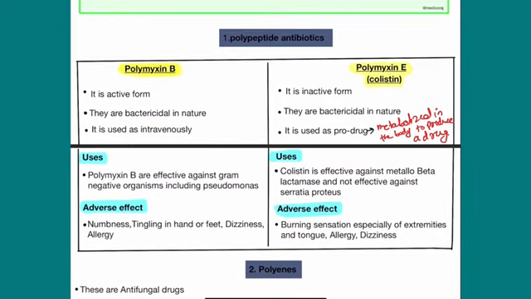What are the uses of polymyxin B and polymyxin E? Polymyxin B is effective against gram-negative organisms including Pseudomonas. The use of polymyxin E, colistin, is that it is effective against metallo-beta-lactamase producers but not effective against Serratia and Proteus. Please learn this, it is a very important example. This is not important for this.